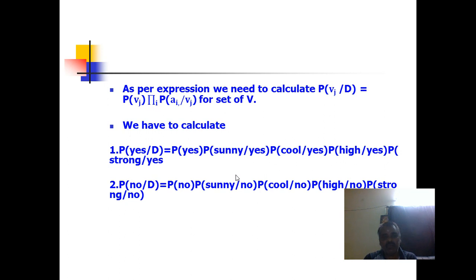P of yes given D is equal to P of yes into P of sunny given yes into P of cool given yes into P of high given yes into P of strong given yes. And similarly, P of no given capital D is equal to P of no into P of sunny given no, P of cool given no, P of high given no, P of strong given no.